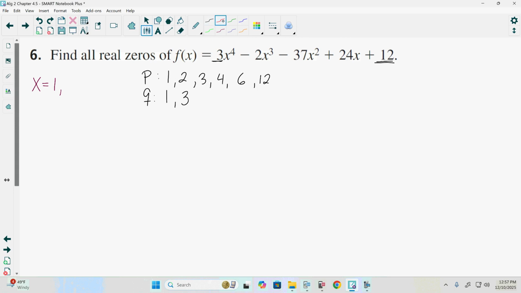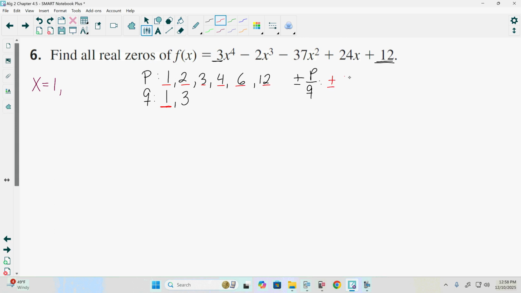Questions on any of this so far before we start listing out our factors? I always start with the first value q. I always start with q's factor of 1 first, because we're going to divide every factor of p by 1.